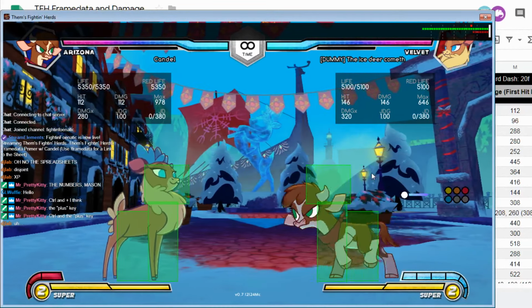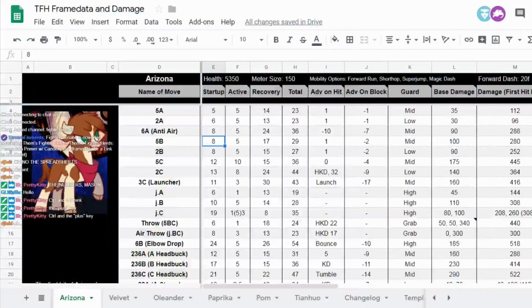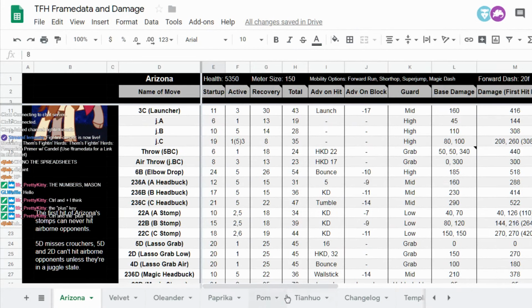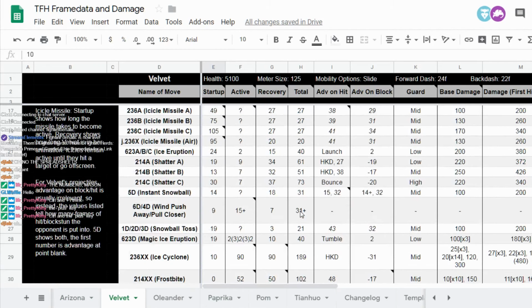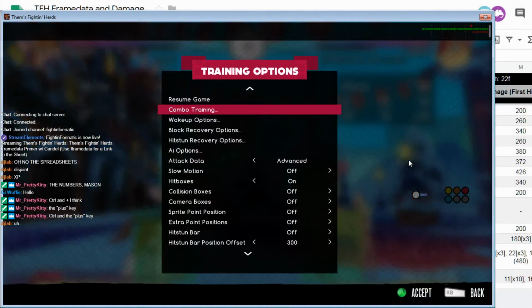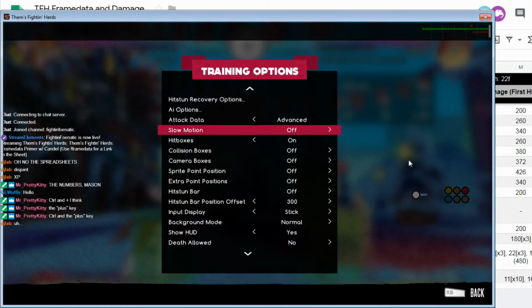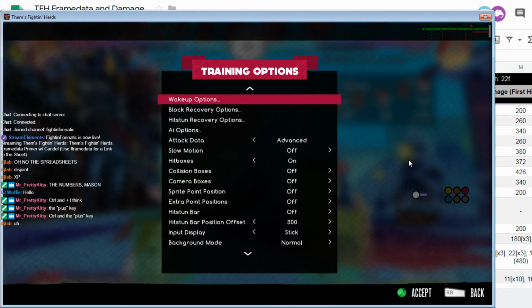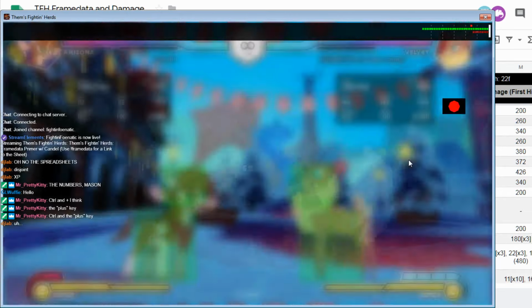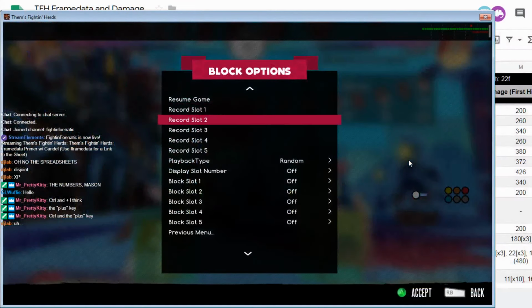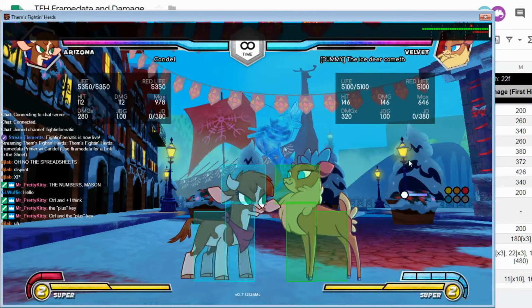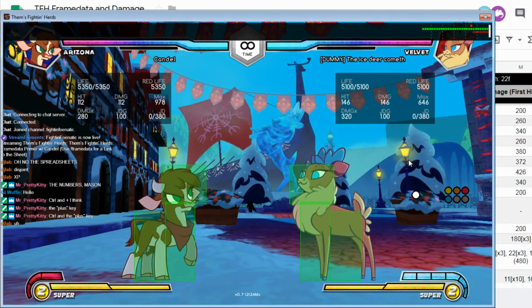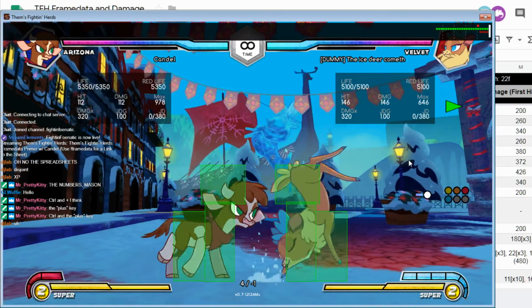But of course, numbers don't always mean everything. You can look at the frame data. Let's say you look at Velvet. See that her Shatter C is minus 20. That's a lot. It's really unsafe. But let's say I have her do it after blocking something. Let's say Velvet uses it from here. So it's minus 20, right? Obviously, my jab should be able to punish it.